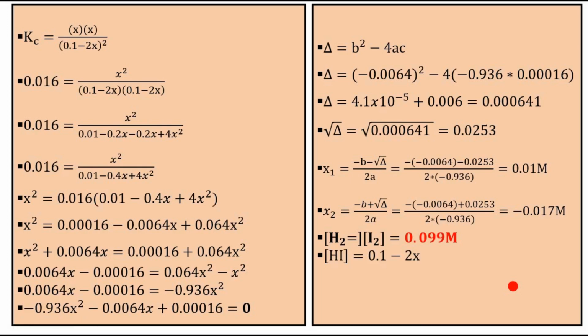Then HI, remember, is equal to 0.1 minus 2x. We get this from the table at equilibrium. Then the concentration of HI is equal to 0.08 molar.